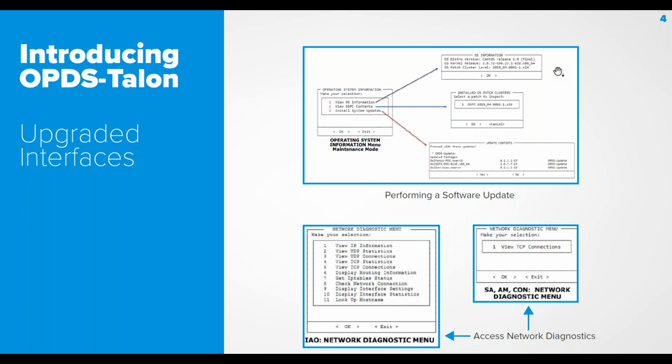And from there, you should be able to check what version of the CentOS you have, as well as the OPDS-Talon 2020 in this latest rev. And it also talks about this patch cluster, which is the second arrow pointing in blue. The concept of patch cluster is something new.